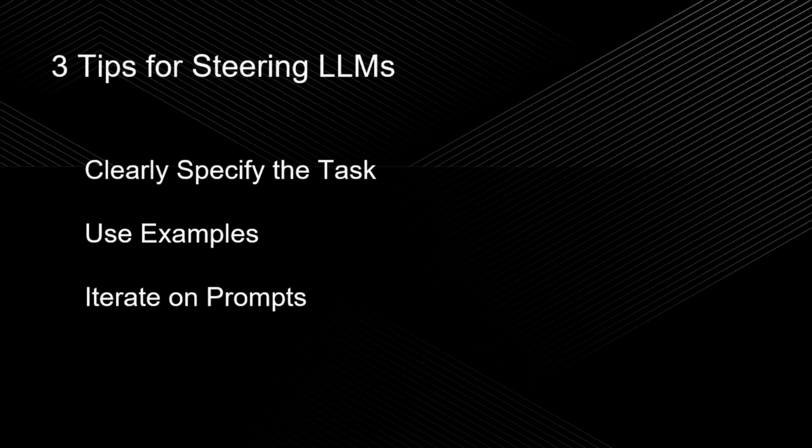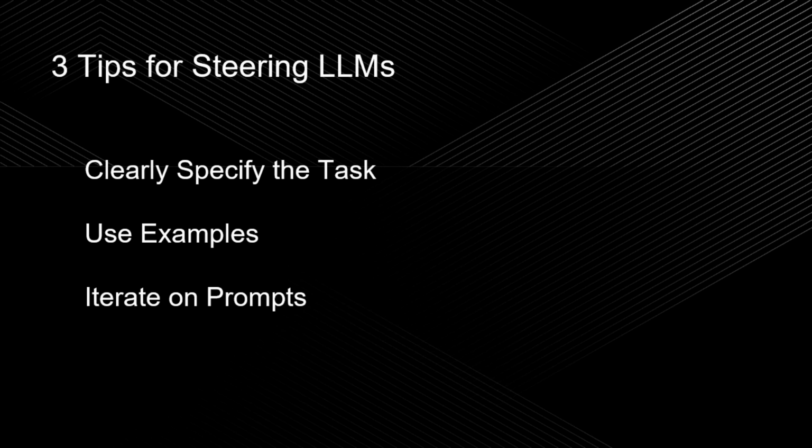3 tips for steering LLMs using prompt engineering. Number 1, clearly specify the task. Be very explicit about the kind of text you want the model to generate. Provide clear instructions stating the precise task, style, and length requirements. The more specific your prompting, the better the results.